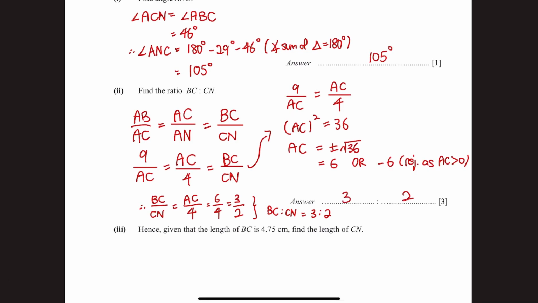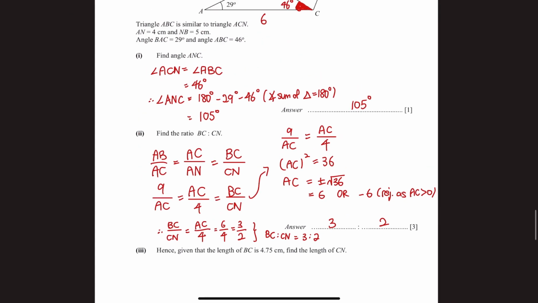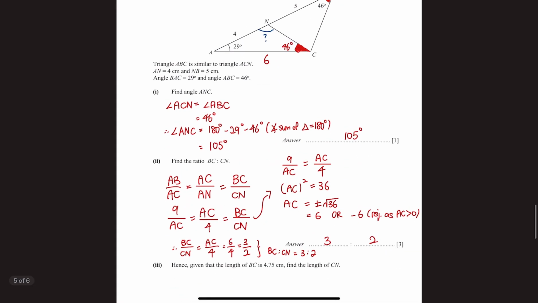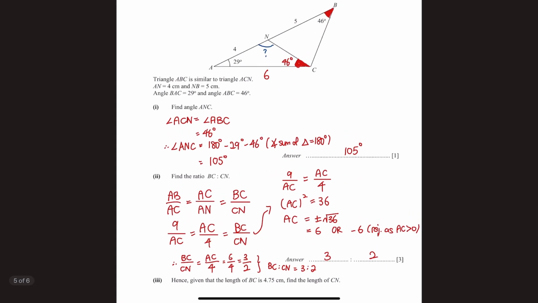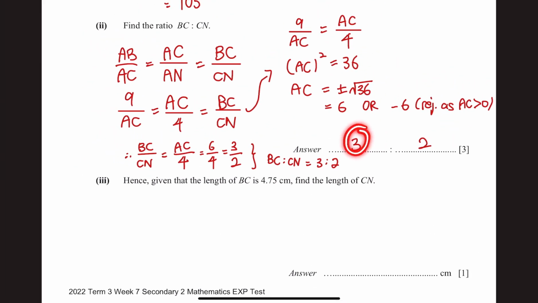3 is to 2. And hence, given that the length of BC is 4.75, find the length of CN. Very simply, since I know the ratio is 3 is to 2, if the length of BC is 4.75, this means that this is 3 units. How to find 2 units? Very simply, CN is equal to 4.75 divided by 3 units, times 2.